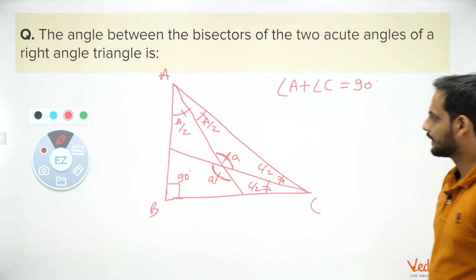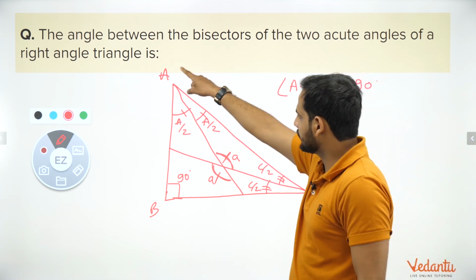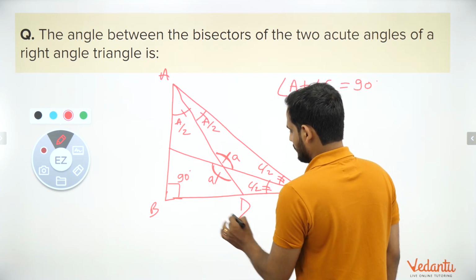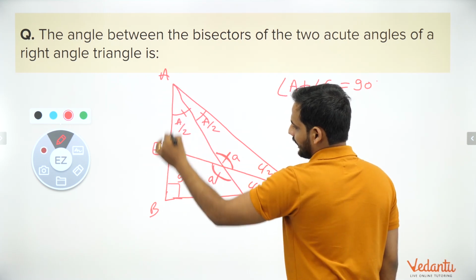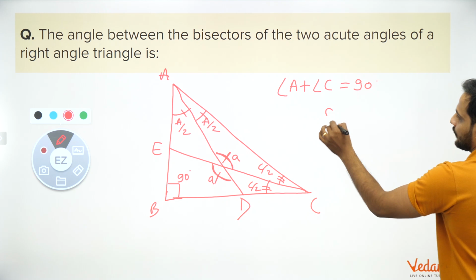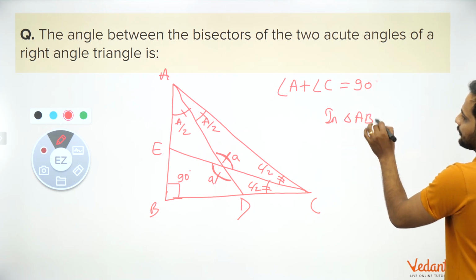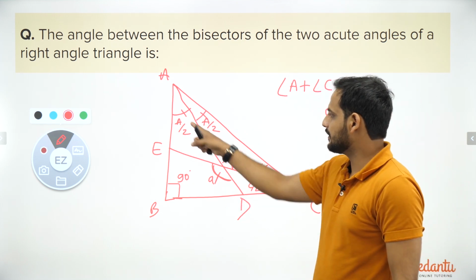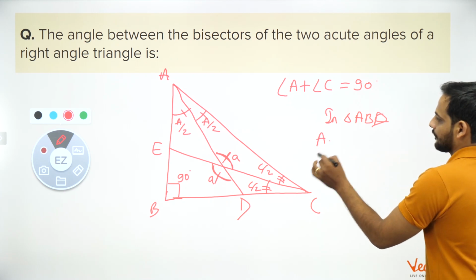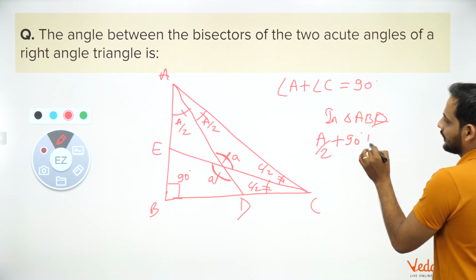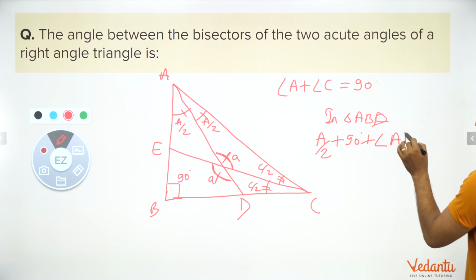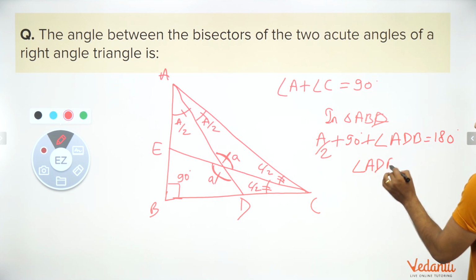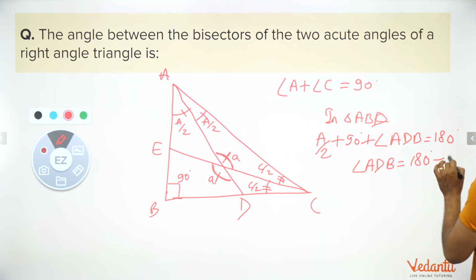So as you can see, this whole part is A by 2. Now take the triangle, let us say this is D and this is E. Talk about the triangle ABD. In triangle ABD, the angle A by 2 plus 90 plus angle ADB will be equal to 180 degrees. So from here, angle ADB will be equal to 90 minus A by 2.